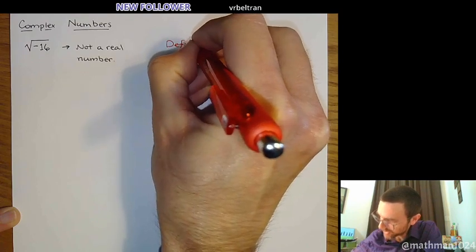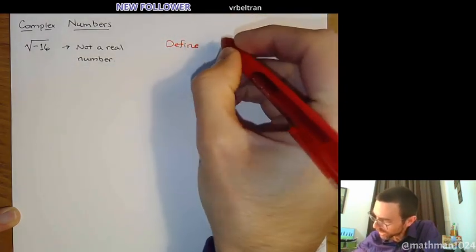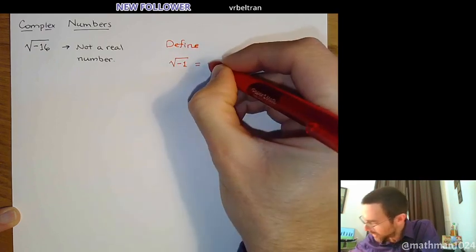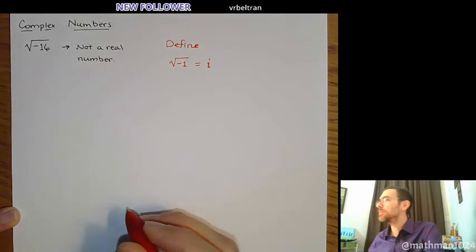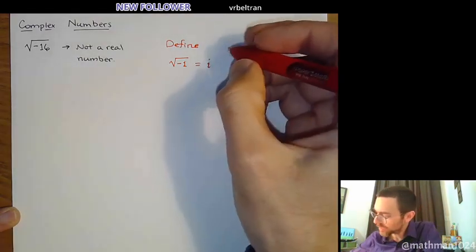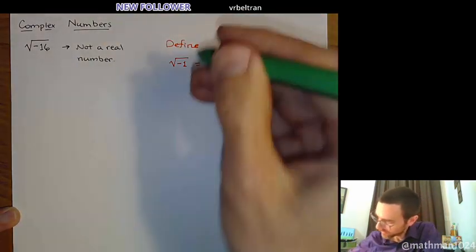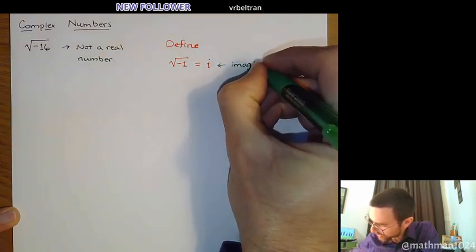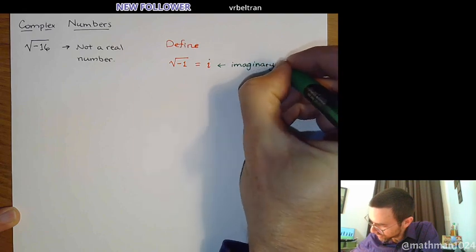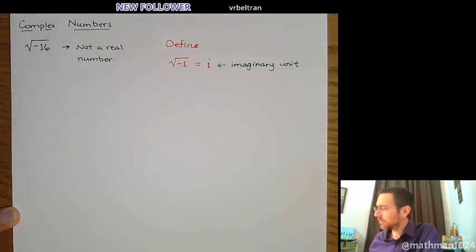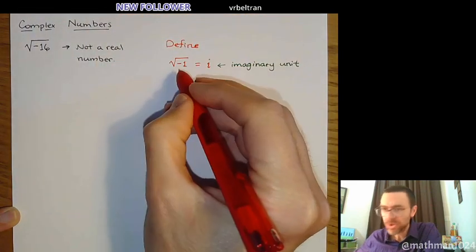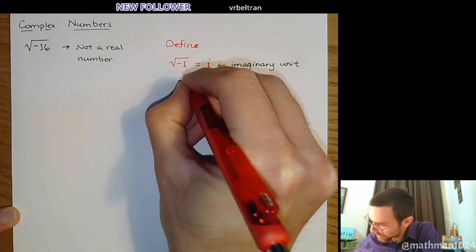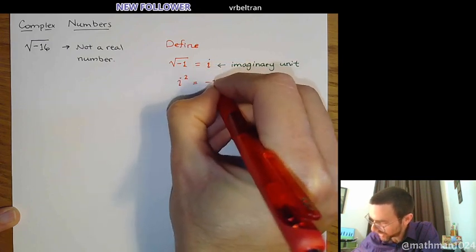So what we do is that we make this definition. We will define the square root of negative 1 to equal I. And I is what we call the imaginary unit. And in this relationship where the square root of negative 1 is equal to I, we can then turn around and say that that is because I squared is equal to negative 1.